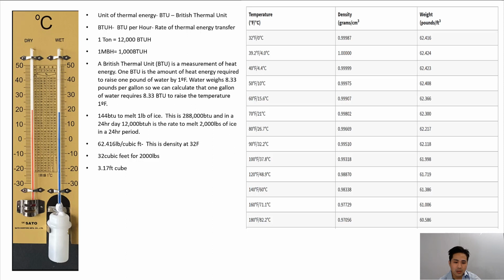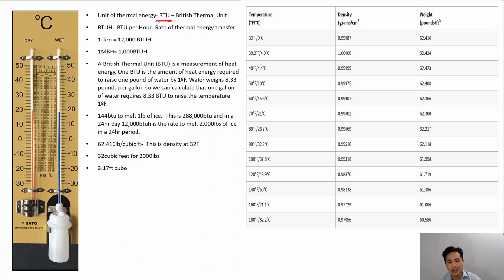The units that are used for thermal energy are British thermal units, abbreviated as BTUs. Just like flow could be in units of GPM, or units of length can be in inches or feet, when we talk about thermal energy, the units that are used to represent that thermal energy are BTUs.